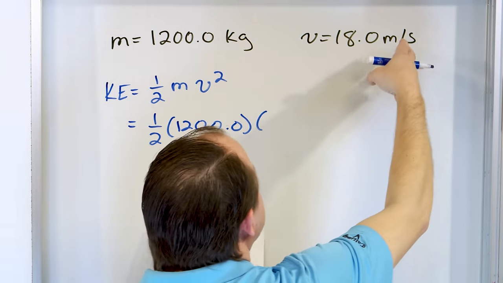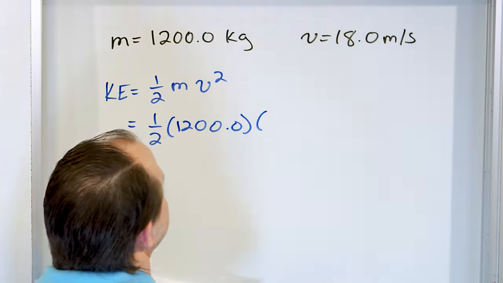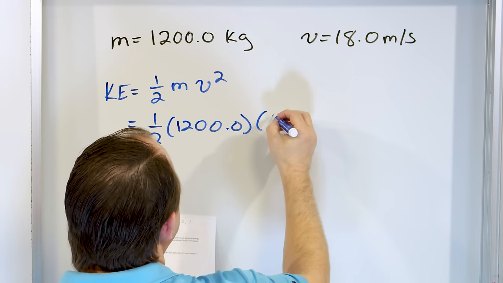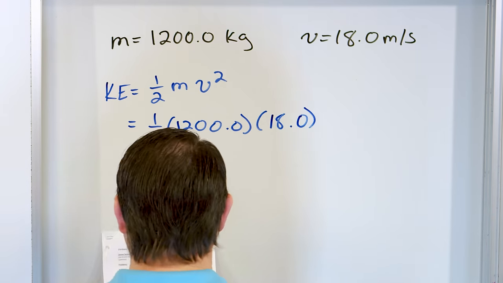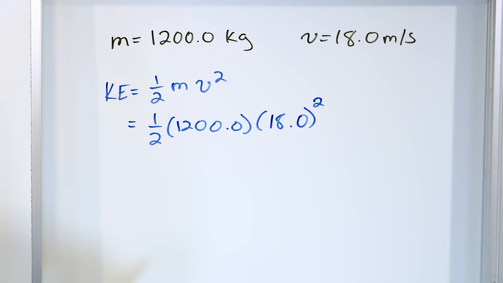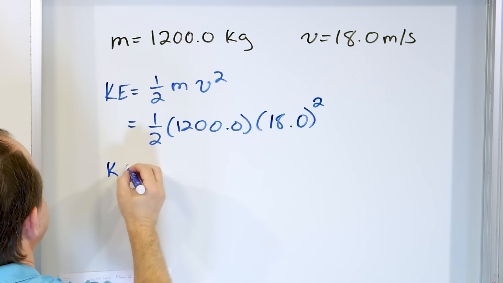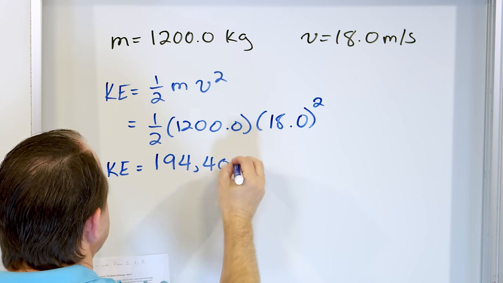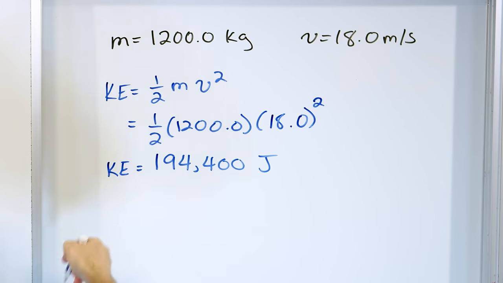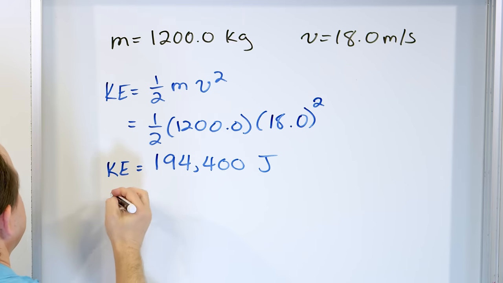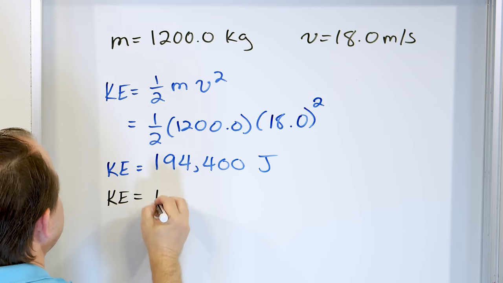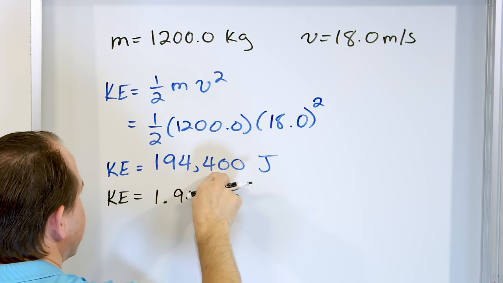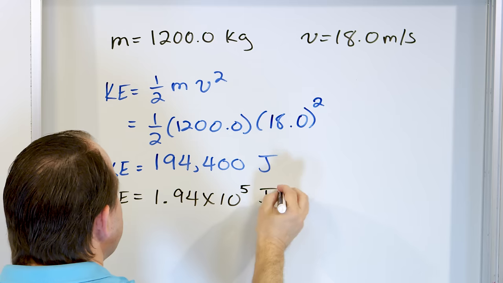If you were not given the velocity in meters per second, you would have to convert it to meters per second. If you were not given the mass in kilograms, you would have to convert it to kilograms. But here everything is already given to us like this. We just times 18 and it's got to be squared, 1/2 mv². And when you calculate this, you get an answer of 194,400 joules. We can write that in scientific notation with some rounding, say 1.94 times 10 to the 5 joules. You can write it any way you want.